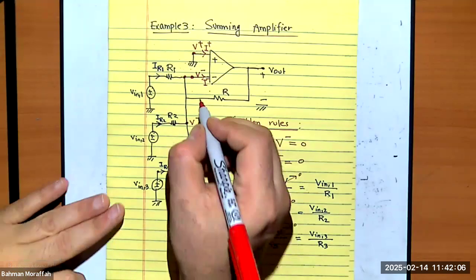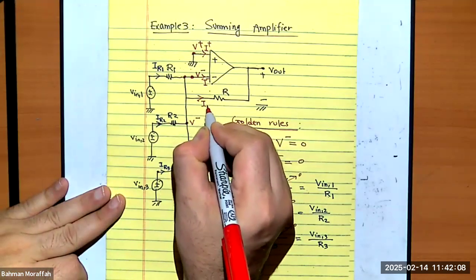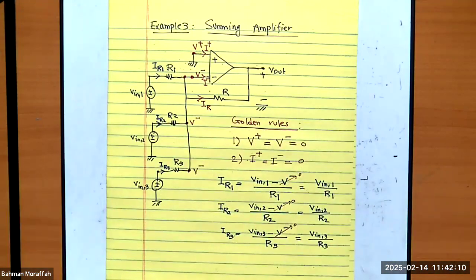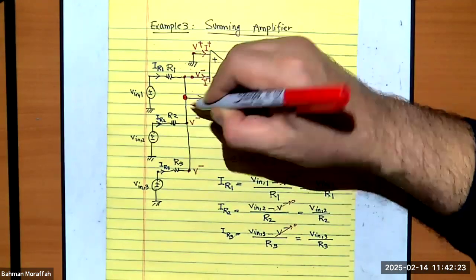Let me call the current through this R over here I of R. Do you agree I can write I of R in terms of I of R1, I of R2, and I of R3? I can. I just need to write the KCL at this node.